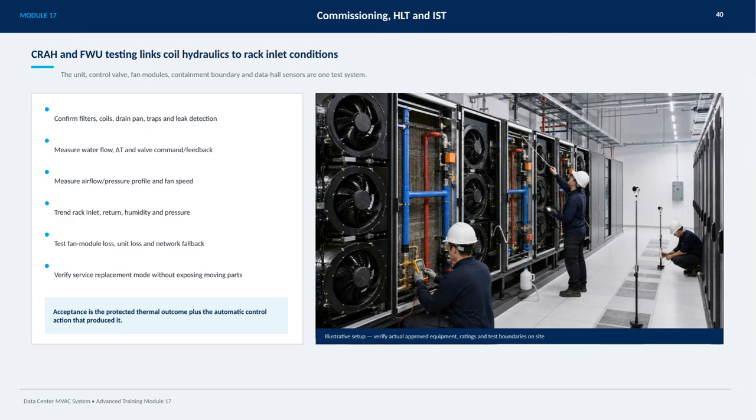Next, we measure critical variables like water flow, the temperature differential or delta T, and valve command and feedback to monitor system responsiveness. Simultaneously, airflow, pressure profiles, and fan speed are tracked to maintain optimal operating conditions. It's equally important to trend rack inlet temperatures, return air conditions, humidity, and pressure to understand environmental impacts. We also perform tests to detect fan module loss, unit loss, and network fallback scenarios, which helps maintain system resilience.